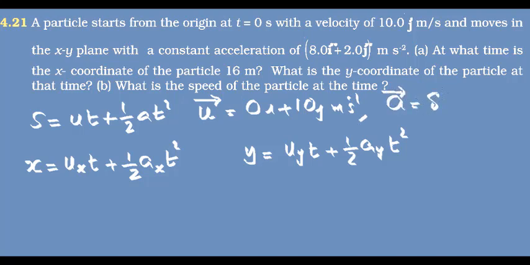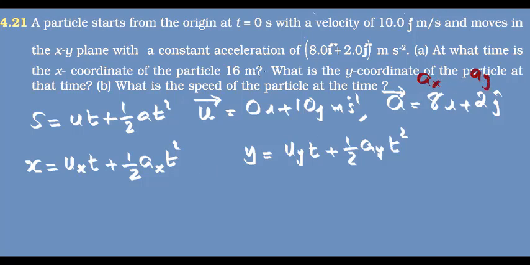And what about acceleration? Acceleration has got both x component and y component. X component is 8 and y component is 2. 8.0 means 8 itself. This is the acceleration. This is the x component ax and this is the y component ay.